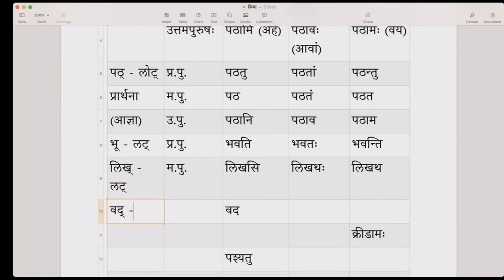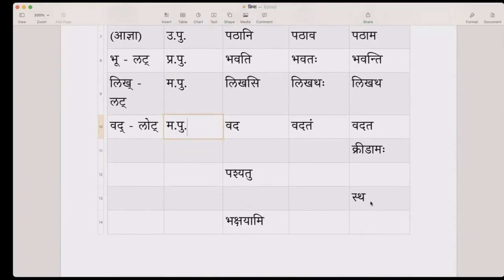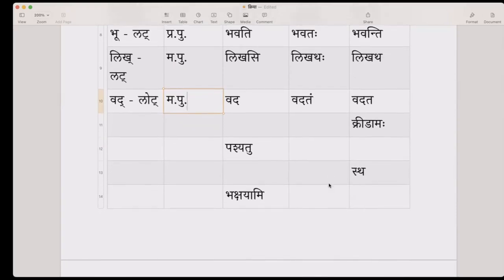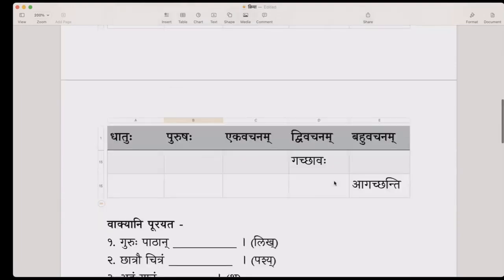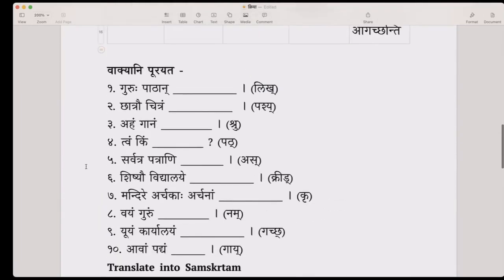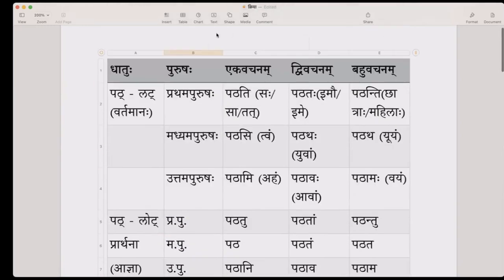Vad dhatu. Okay. Lot lakaraha. Yes. Vadatu vadatam vadantu. Vada vadatam vadata. Madhyama purusha. Yes. Okay. So you need to go through these like this. Yeah. It's a nice way to practice. I think in the first exam, you'll have these questions also to fill up. And then I have a couple of fill in the blanks and translations, which you can work on at home.